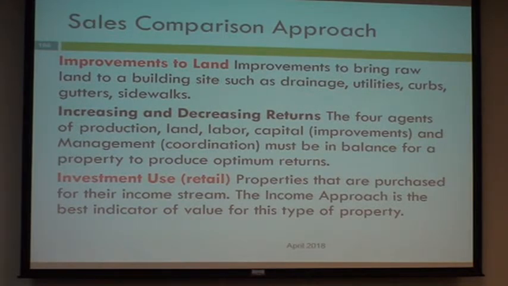Think about this. Properties that are purchased for their income stream. The income approach is the best indicator of value. An example of investment use is buying a retail property. You're investing in that property, expecting a return, so think about investment, retail, return, income approach. We said a while ago, we had the residential, consumptive, consumer market approach. How's the consumer gonna treat it? This is how's the investor gonna treat it? So you've got to break those down as to how they're gonna be handled by each type of investment.